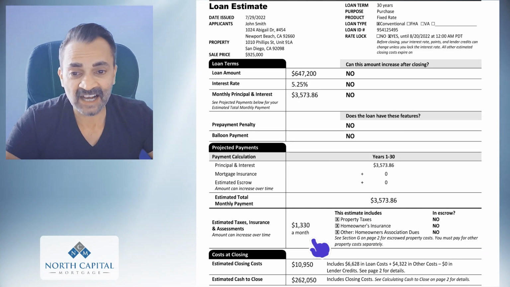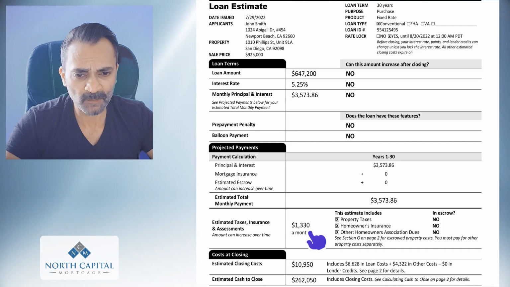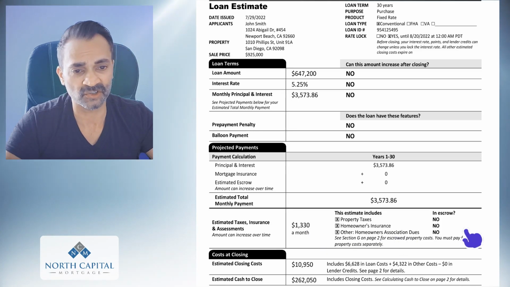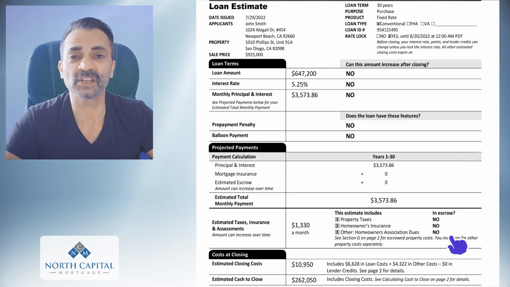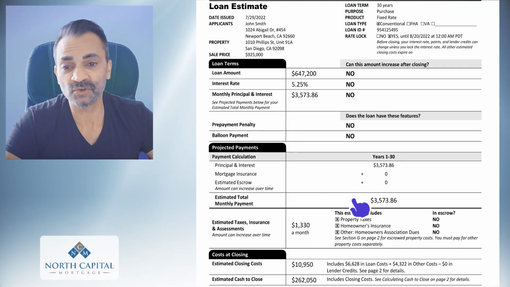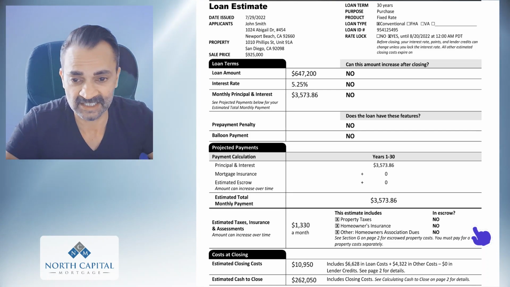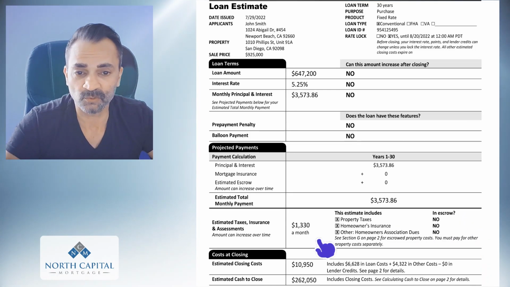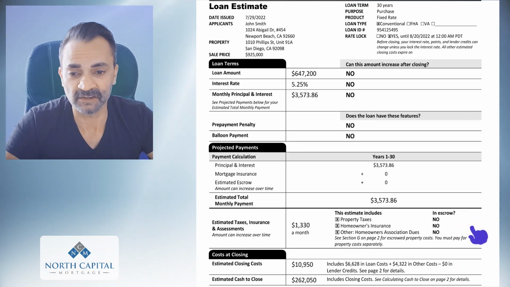The estimated taxes and insurance monthly payment is going to be noted here. Also, you will see that other is checked, homeowners association dues. And again, no escrow. So none of these are included in your monthly payment. You're going to have to pay those separately. So $1,330 a month, in addition to your principal and interest of $3,573.86. Okay. So that's going to be roughly $4,900 for your monthly payment in full.